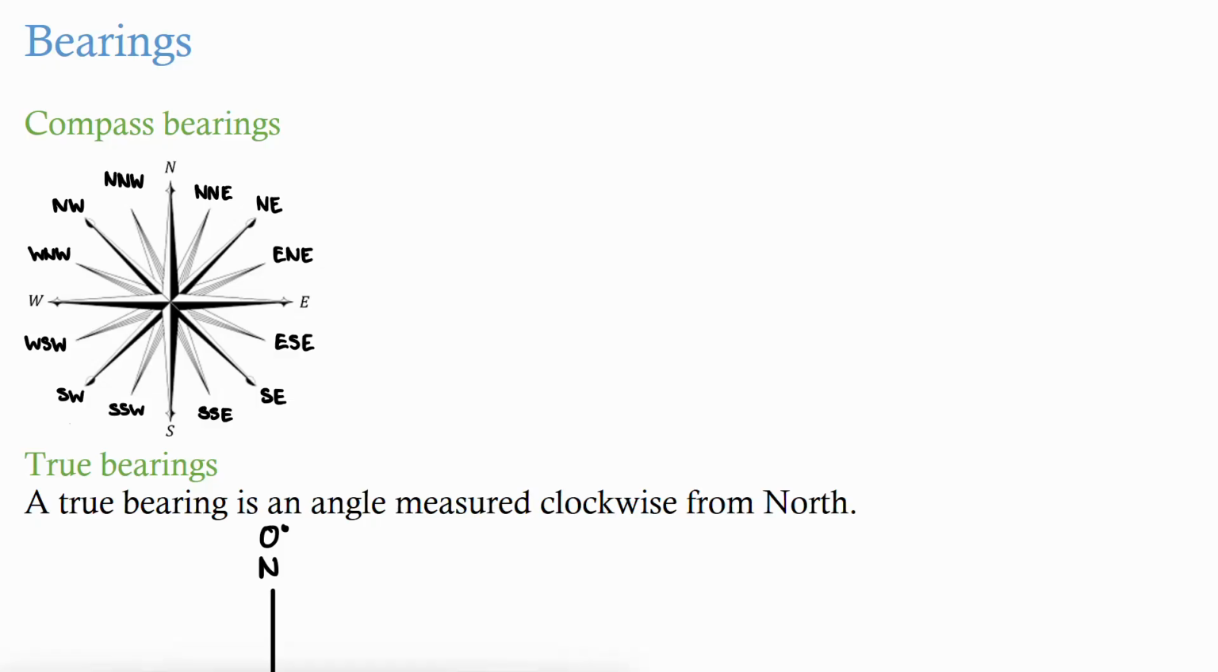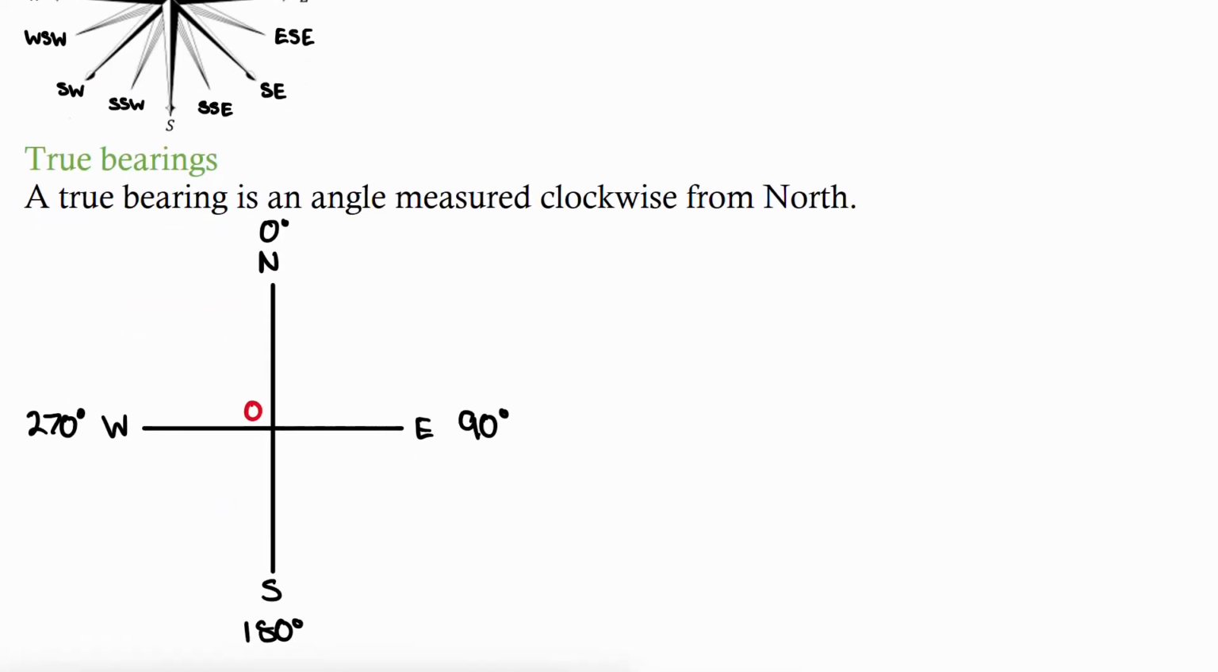In this video, we're looking at bearings. There are several different types of bearings, but the first one you're probably most familiar with is compass bearings. You've got north, northeast, and so forth, east, south, west, all the way around. Those are your normal compass bearings.